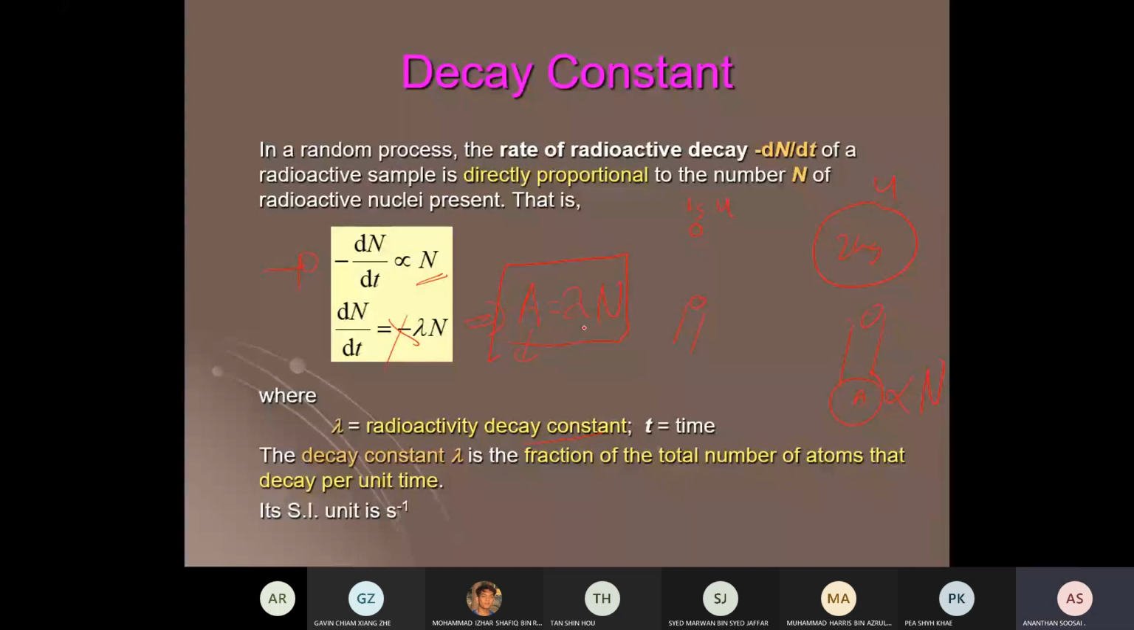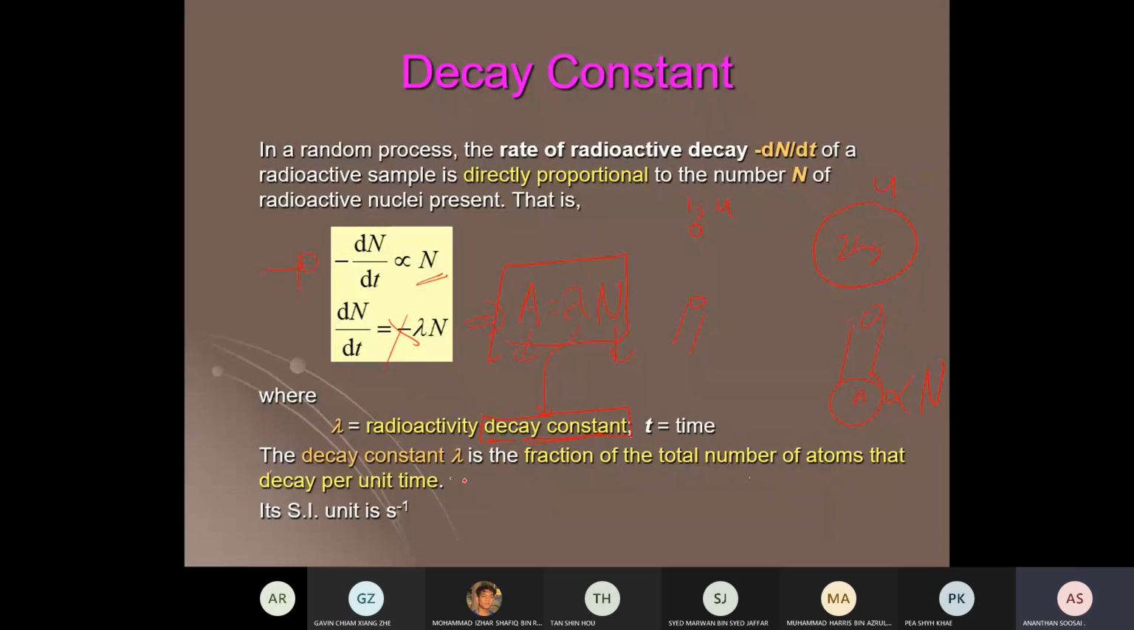N is number of particles. Lambda, very important quantity. We label it as decay constant. We call it what? Decay constant. Okay, what is decay constant? It is the fraction of the total number of atoms that decays per unit time.